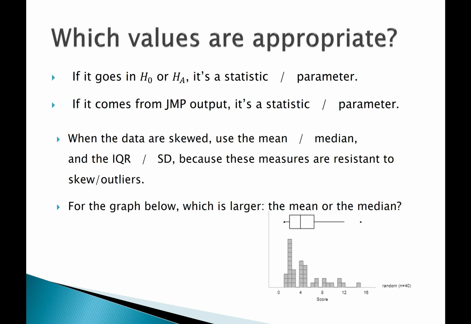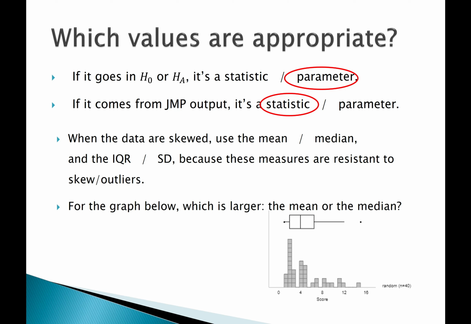All right, if it goes in the null or the alternative hypothesis, that's going to be a parameter because you don't need hypotheses to tell you what your statistics are. You can just calculate those from the sample. But we do need hypotheses to think about what happens in the population. If it comes from the JMP output, that's a statistic, right? That's a number that's calculated from the sample.